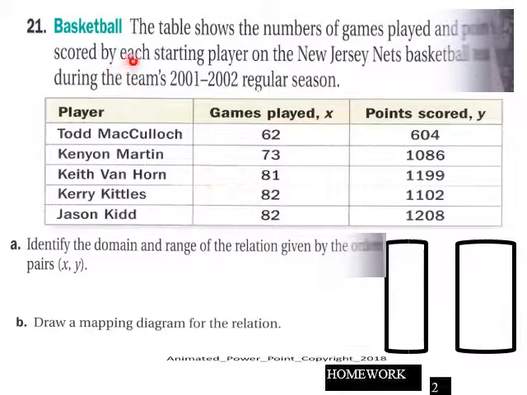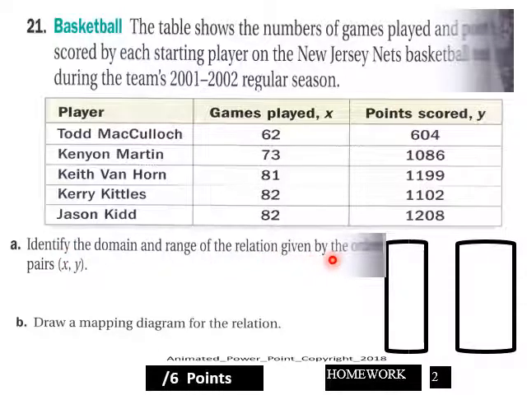Page 2, you got a word problem here about basketball. You have this table here. Identify the domain and range of the relation given by the ordered pairs x and y. I'm not going to give it away, students. And then B, draw a mapping diagram. Draw your mapping diagram over here. And you got 6 points here for page 2. Identify domain and range. And then draw a mapping diagram for the relation here.